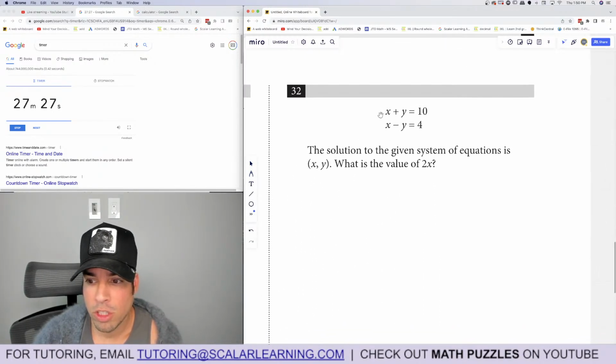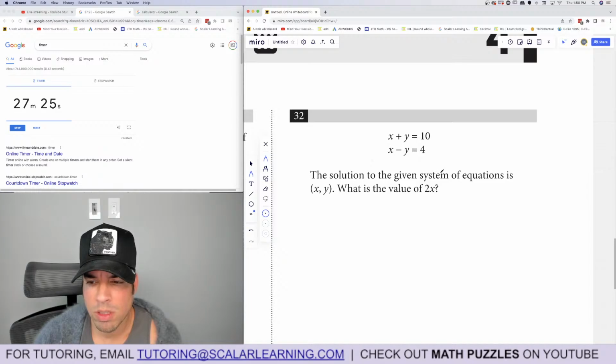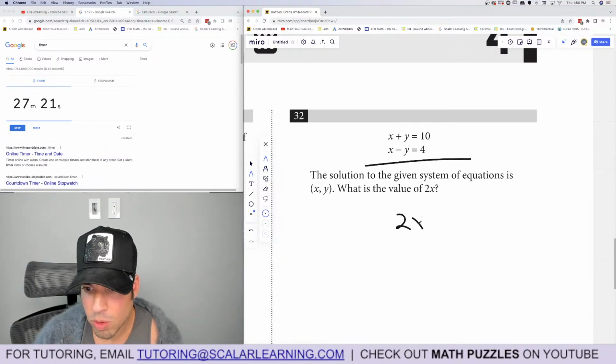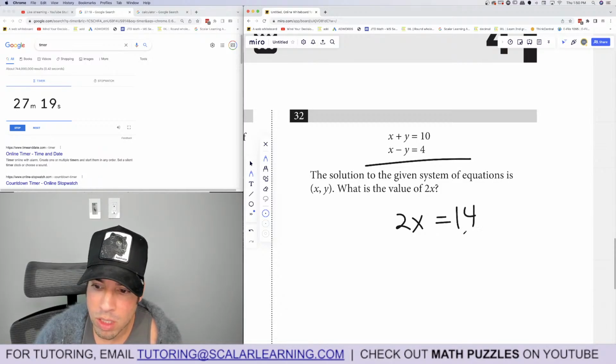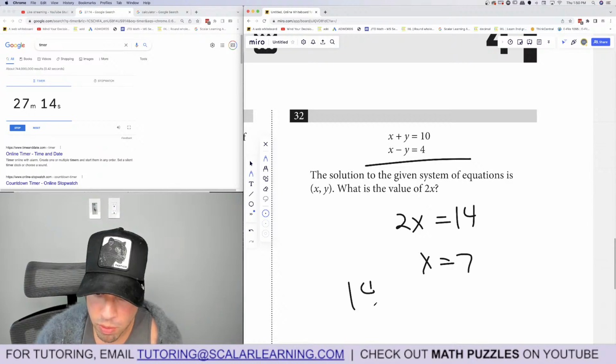32. The solution to the given system of equations is (x, y). What is the value of 2x? All right. Look how nice this is. Just add these two together. We get 2x, the y's cancel out, equals 14. Because 10 plus 4 is 14, x equals 7. So 2x would be 14. Boom, done.